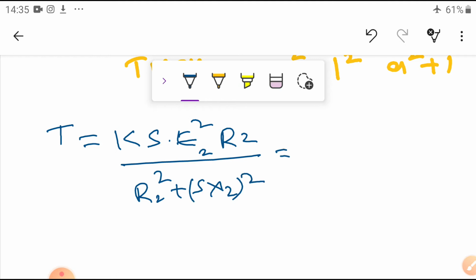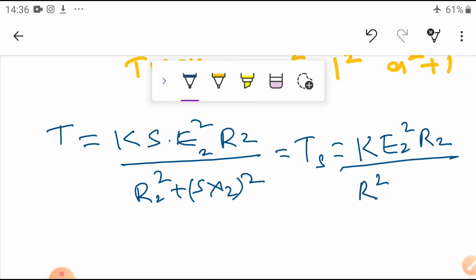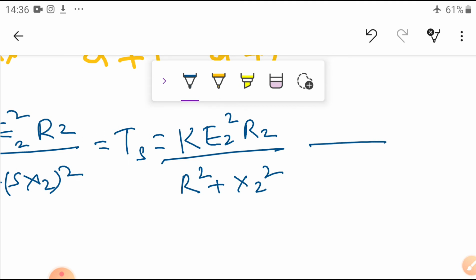Here, the starting torque: T starting, with S equal to 1, is equal to K into E2 whole square R2 by R2 whole square plus X2 whole square. This is a formula. So this is one equation.